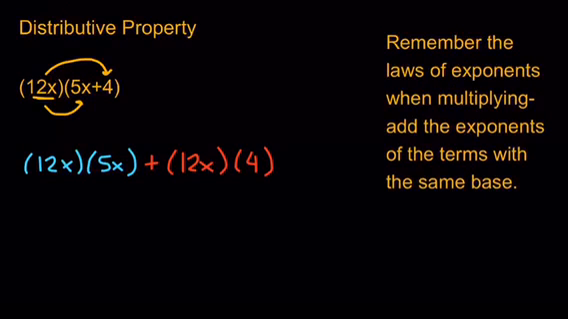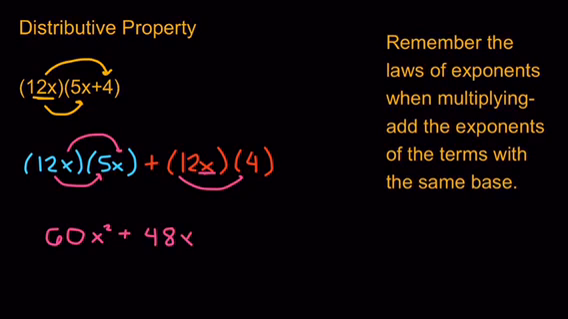Remember the laws of exponents when multiplying. Add the exponents of the terms with the same base. So for example, 12 times 5 would be 60 and x times x would be x squared. Then following the laws of exponents, 12x times 4 would be 48x. So the answer is 60x squared plus 48x.